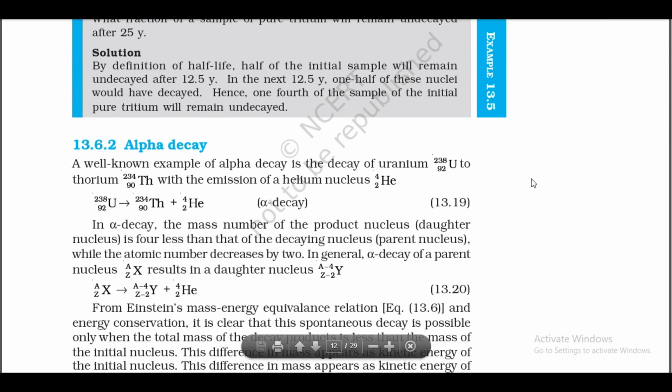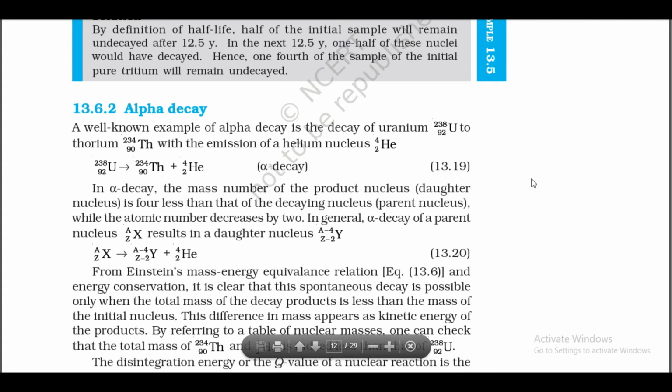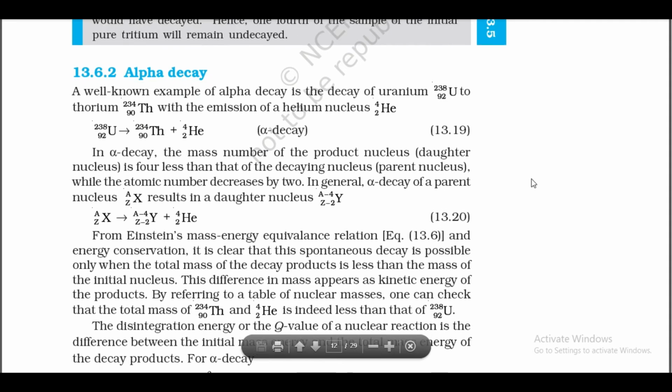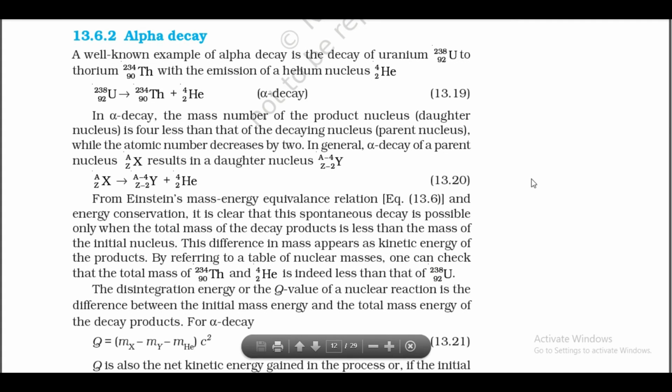13.6.2 Alpha decay. A well-known example of alpha decay is the decay of uranium 92U-238 to thorium 90Th-234 with the emission of a helium nucleus 2He4. 92U-238 gives rise to 90Th-234 plus 2He4. In alpha decay, the mass of the product nucleus, the daughter nucleus, is 4 less than that of the decaying nucleus, the parent nucleus, while the atomic number decreases by 2.